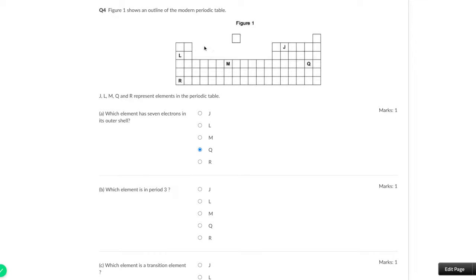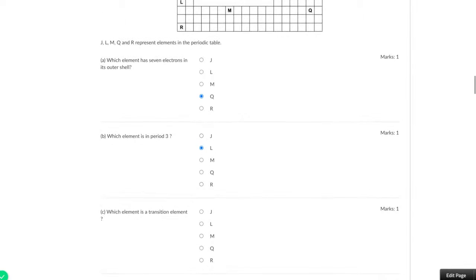But what we must always remember is that what appears to be the first row is actually the second row. There is this smaller row of hydrogen and helium on a fully labelled periodic table, but we've got that top row being period 1, period 2, and then period 3 here, and as you can see there's only L within period 3.